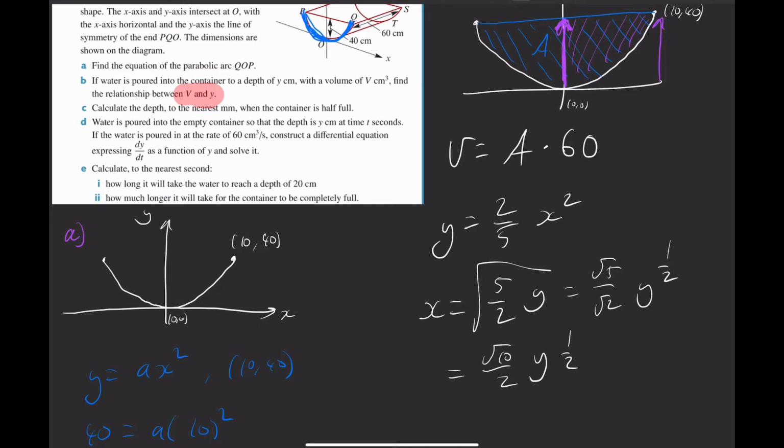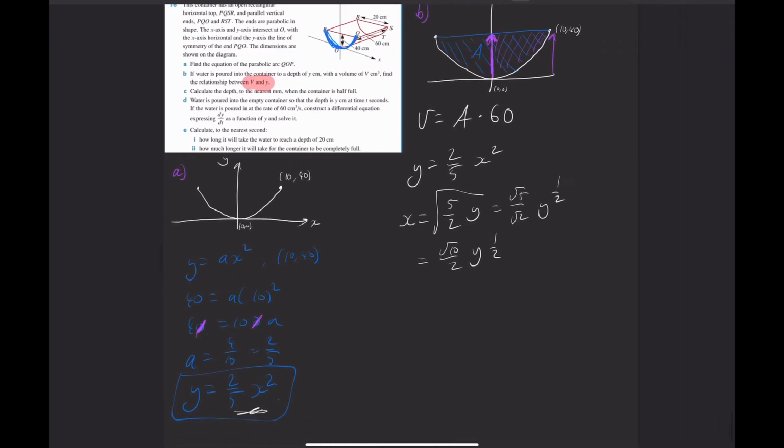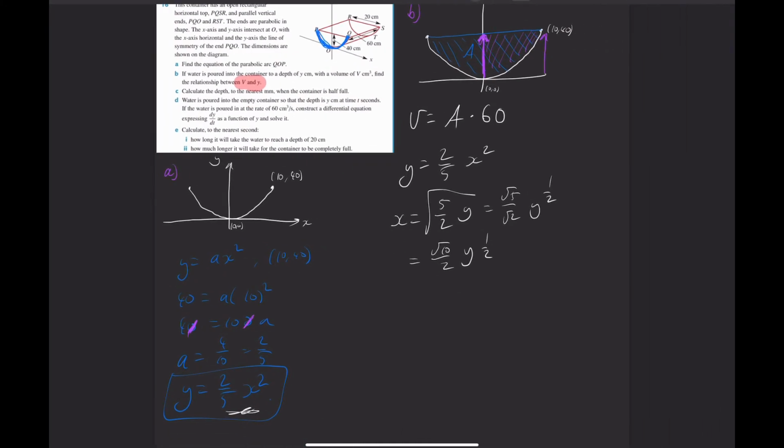And now what we're going to do is remember that y is the depth. So I'm going to use a parameter. I'm going to say that the length across is equal to root 10 on 2 h to the half, where h is the height. And I'm going to solve an integral for the area.